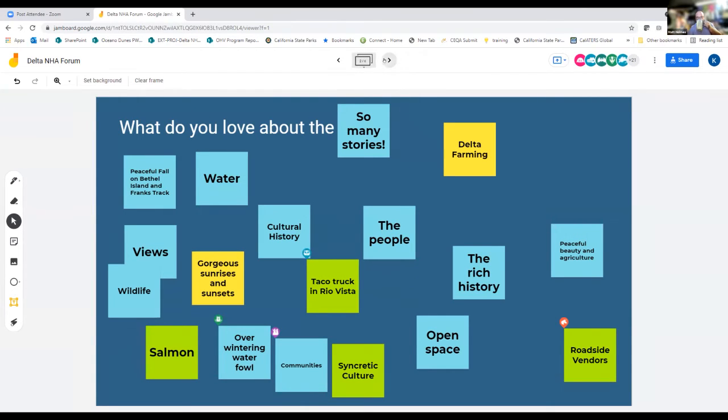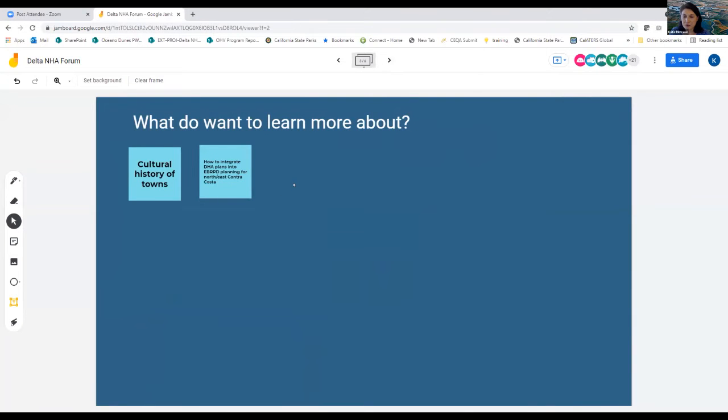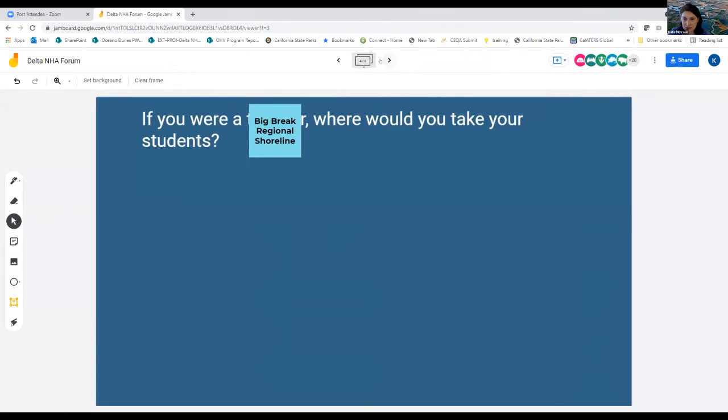It is. Okay, we already have some things here. What do you want to learn more about? So this helps me get some ideas on what we need to focus on. Are there any gaps in what's currently there, and just personal interest. So I put down the cultural history of towns, how to integrate DHA plans into East Bay Regional Park District planning for Northeast Contra Costa. I think I know who wrote that. So feel free to, we'll come back to this.